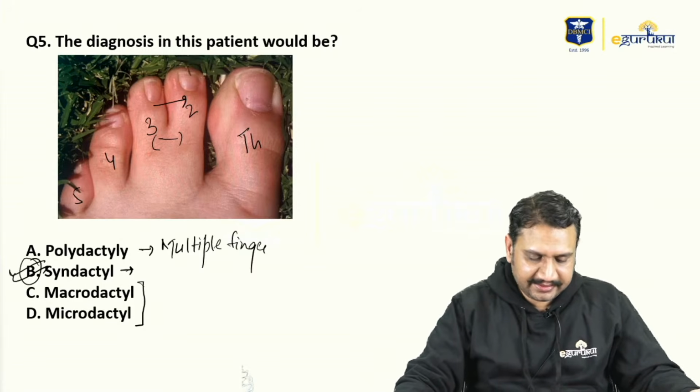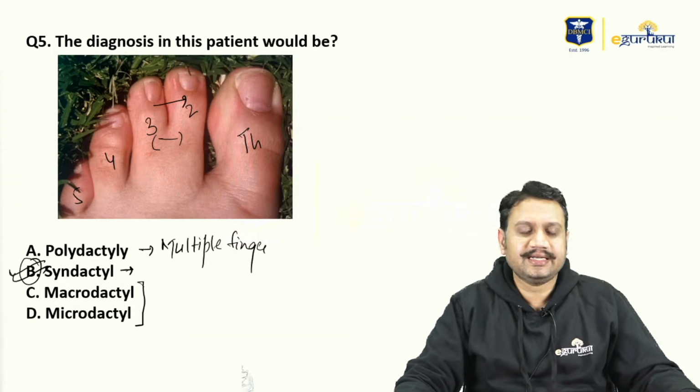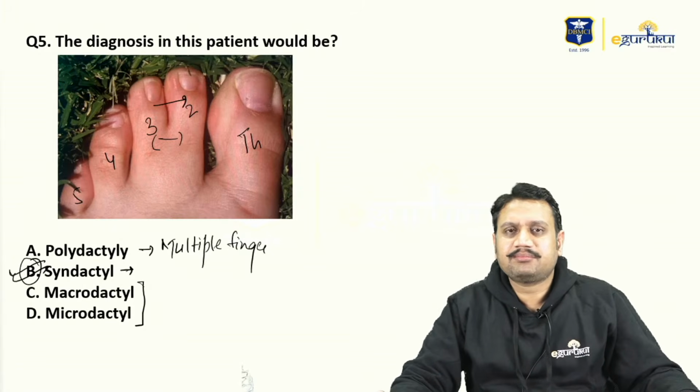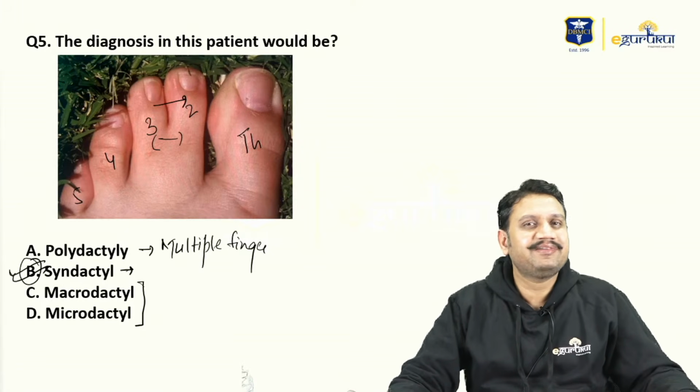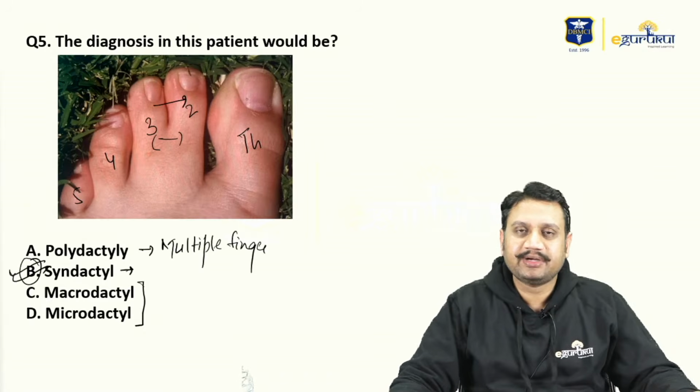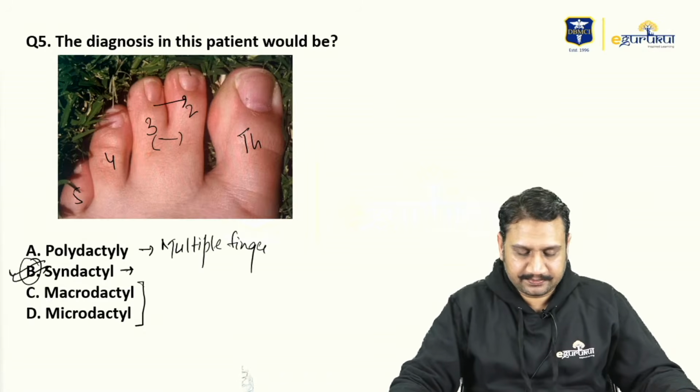Very good. Right. So this one is the image which was showing you syndactyly. It's a congenital anomaly. And if the patient is not having any kind of trouble, you leave it as such. Otherwise, some sort of surgery can be done to separate these 2 fingers if required.